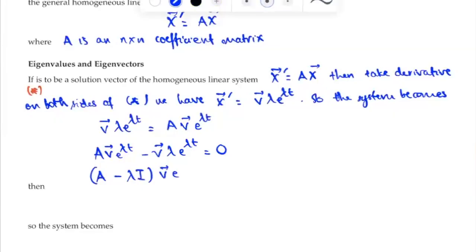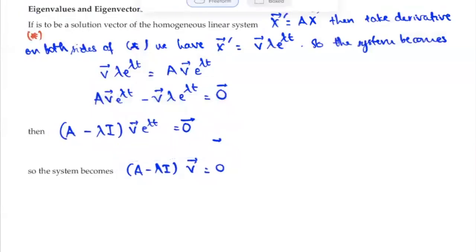this is what I have. Because v is on the right-hand side of the matrix A, when you factor out the vector v, it has to stay on the right of A. And capital I here is the identity matrix. Okay, now you can delete e to the lambda t on both sides of the equation, and you get that A minus lambda I times v equal to 0. Sorry, this is a 0 vector.